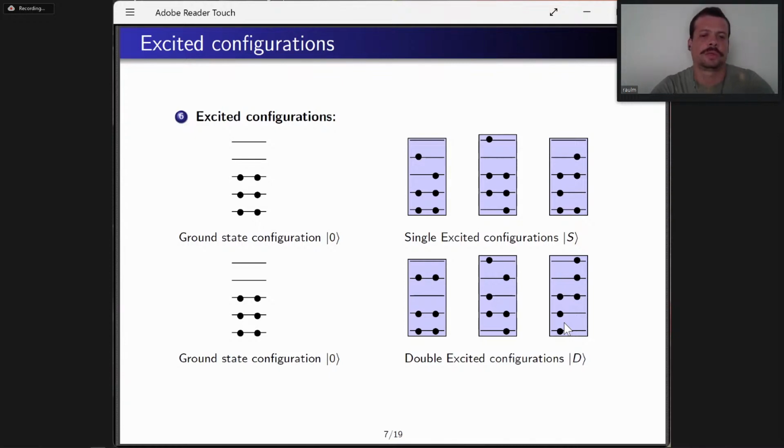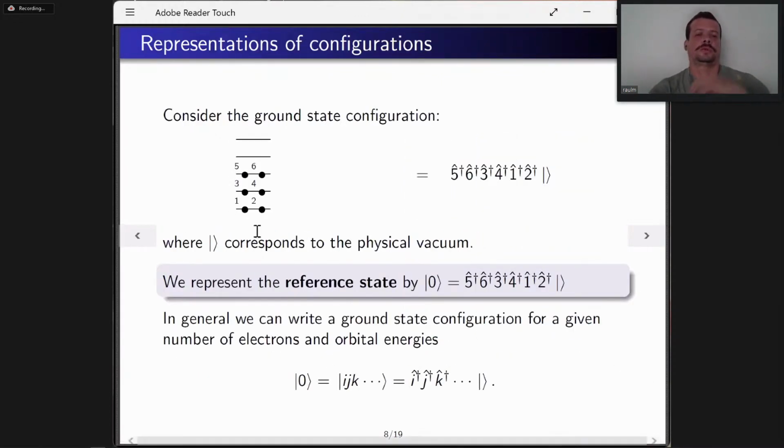So how do we represent those configurations mathematically? Consider again the ground state. If we number the positions in the orbital energies as follows: 1, 2, 3, 4, 5, 6, we can say that we are creating electrons in an empty space. It's not empty space, it's the physical vacuum, which is just the orbital energies, and we are creating electrons. Here I'm filling this space first with electron 1 and electron 2 that are occupying the lowest orbital energy, then 3 and 4, the second one, and then 5 and 6. In this way, we are representing this configuration.